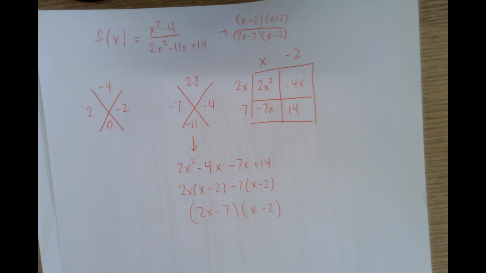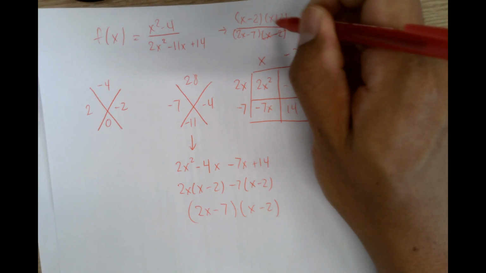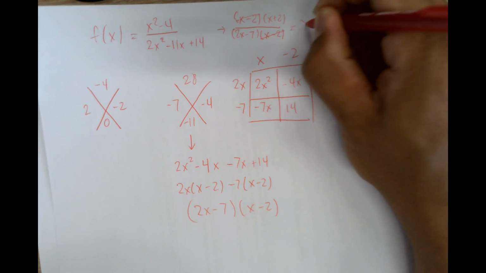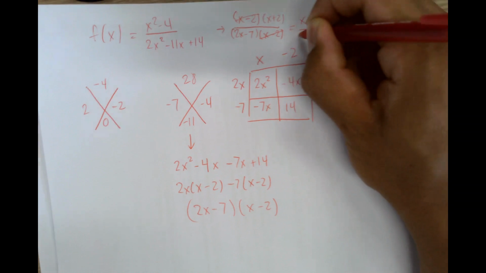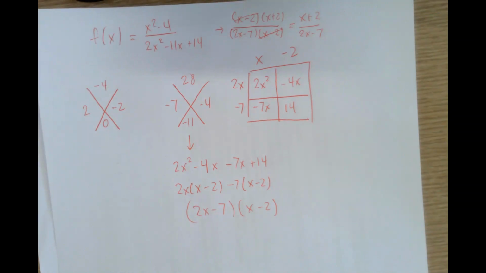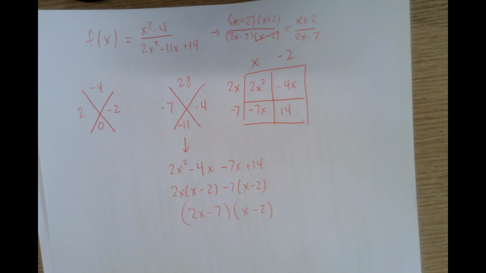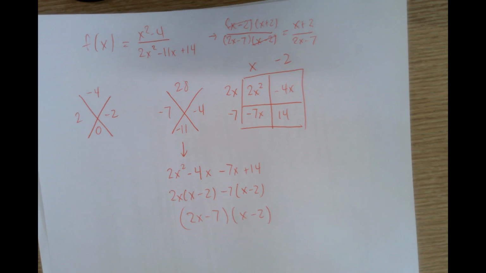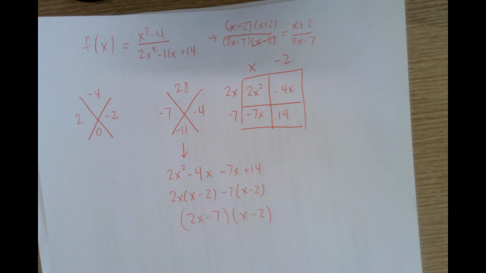So after you factor it, now you can see that there is a similarity on the top and bottom, so we can cancel out one of the things. One of the things we can cancel out is the x minus 2. And we get x plus 2 divided by 2x minus 7. Okay, so our final simplified equation is x plus 2 divided by 2x minus 7.